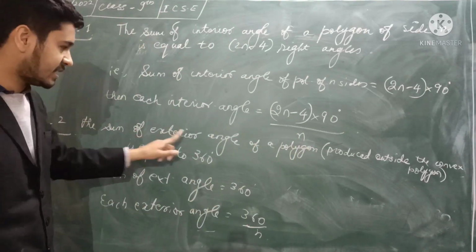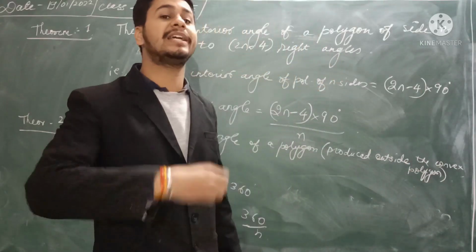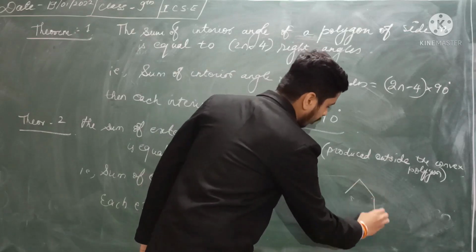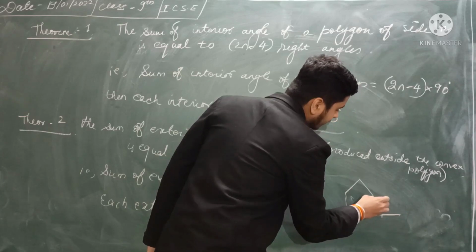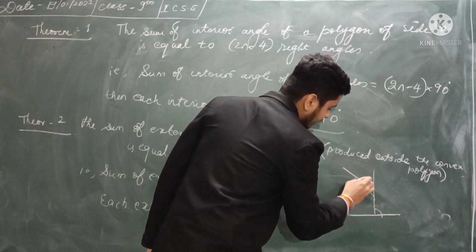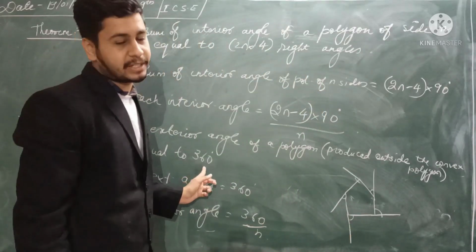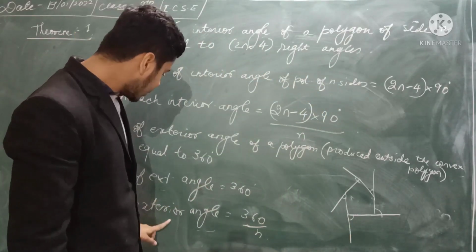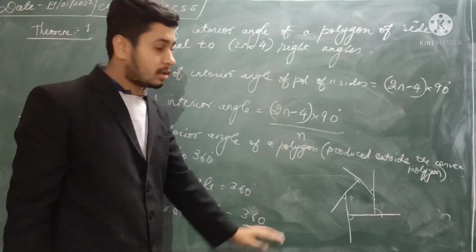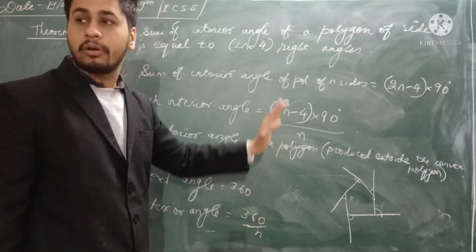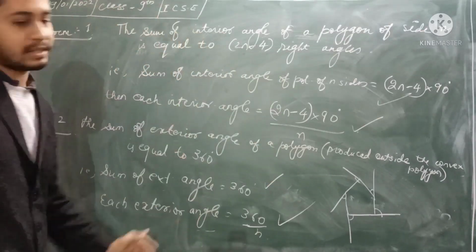Now, the sum of the exterior angles of a polygon produced outside the convex polygon. Like if this is a convex pentagon, produced outside means this one. So what will be the sum of these exterior angles? It is equal to 360 degrees, and each exterior angle can be found by 360 upon n. So these are the 4 formulas, or 4 things, which you need to remember: this one, this one, this one, and this one. Write this in the pair copy.